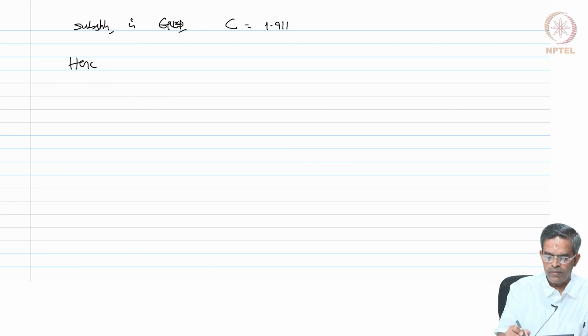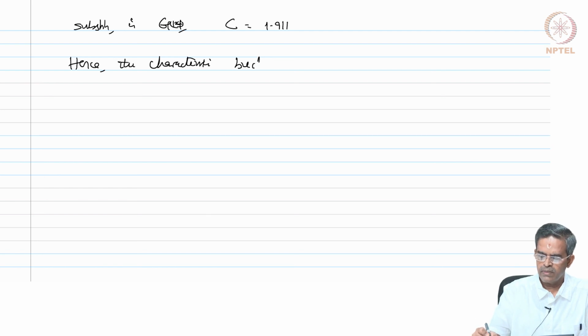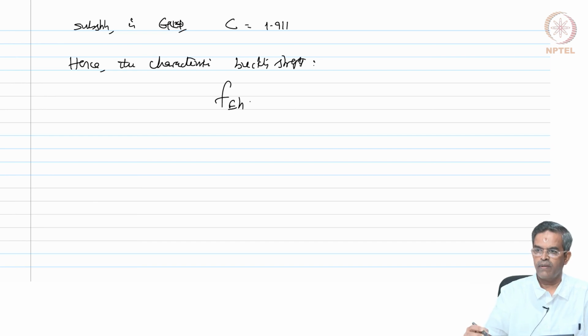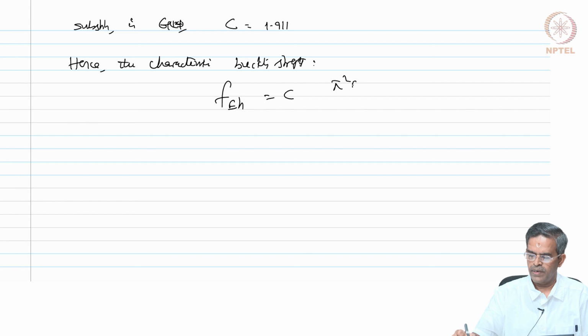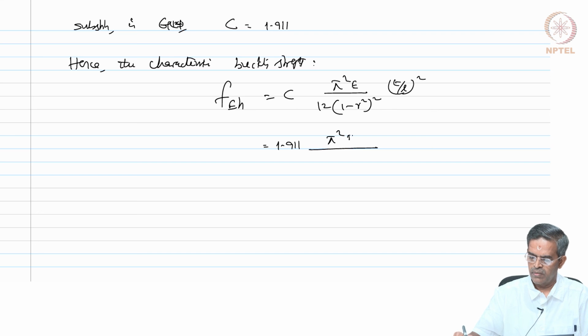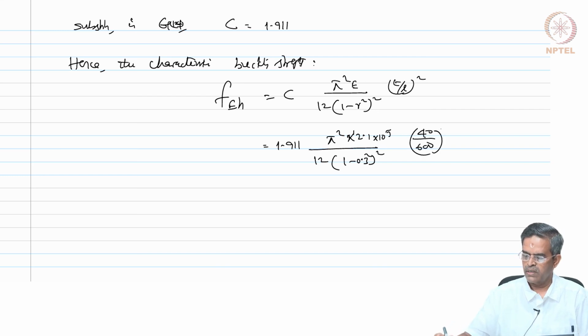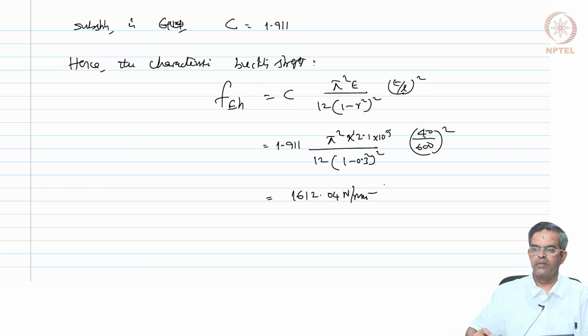So, therefore, the characteristic buckling strength is given by FEH equals C times pi square E by 12 (1 minus nu square) times (T by L) the whole square, which will be 1.911 times pi square times 2.1 into 10 power 5 by 12 (1 minus 0.3 square) times (40 by 600) the whole square, which becomes 1612.04 Newton per millimeter square.